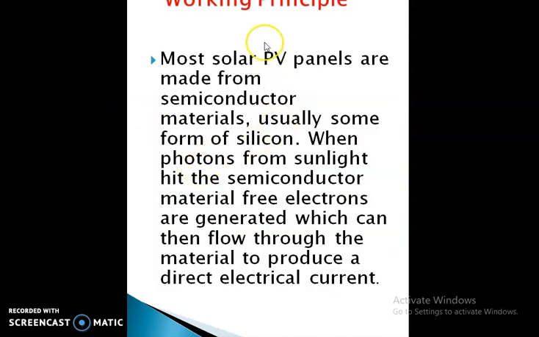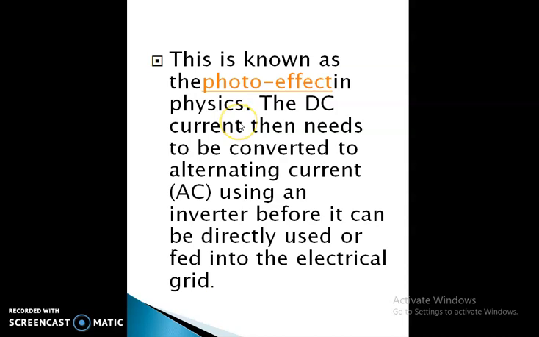Working principle. Most solar PV panels are made from semiconductor material, usually some form of silicon. When photons from sunlight hit the semiconductor material, free electrons are generated, which can then flow through the material to produce a direct electrical current. This is known as the photoelectric effect in physics. The DC current then needs to be converted to alternating current, AC, using an inverter before it can be directly used or fed into the electrical grid.